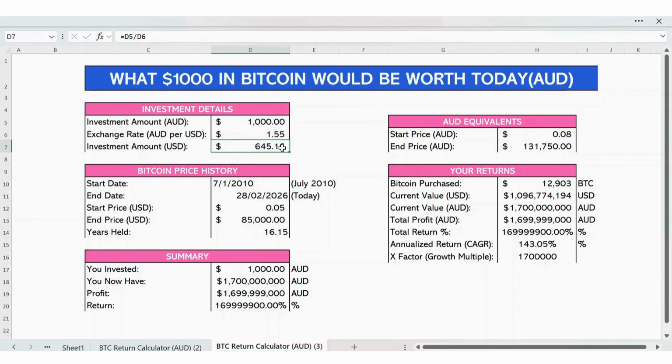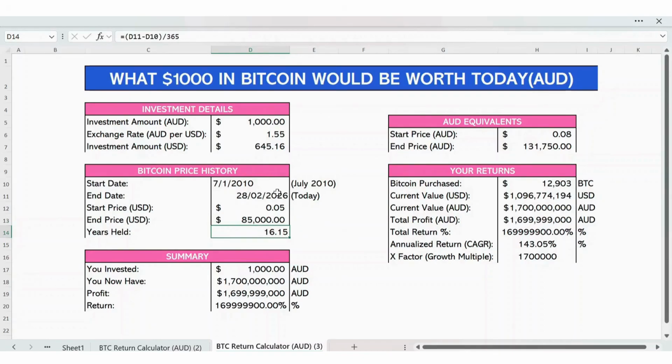Down here is where the magic happens. These are the actual Bitcoin prices. Cell D12 is 0.05 USD. That's the price in July 2010, 5 cents. Cell D13 is 85,000 USD, today's price as of March 2026. Cell D14 is 15.7 years. That's how long we've held the investment.